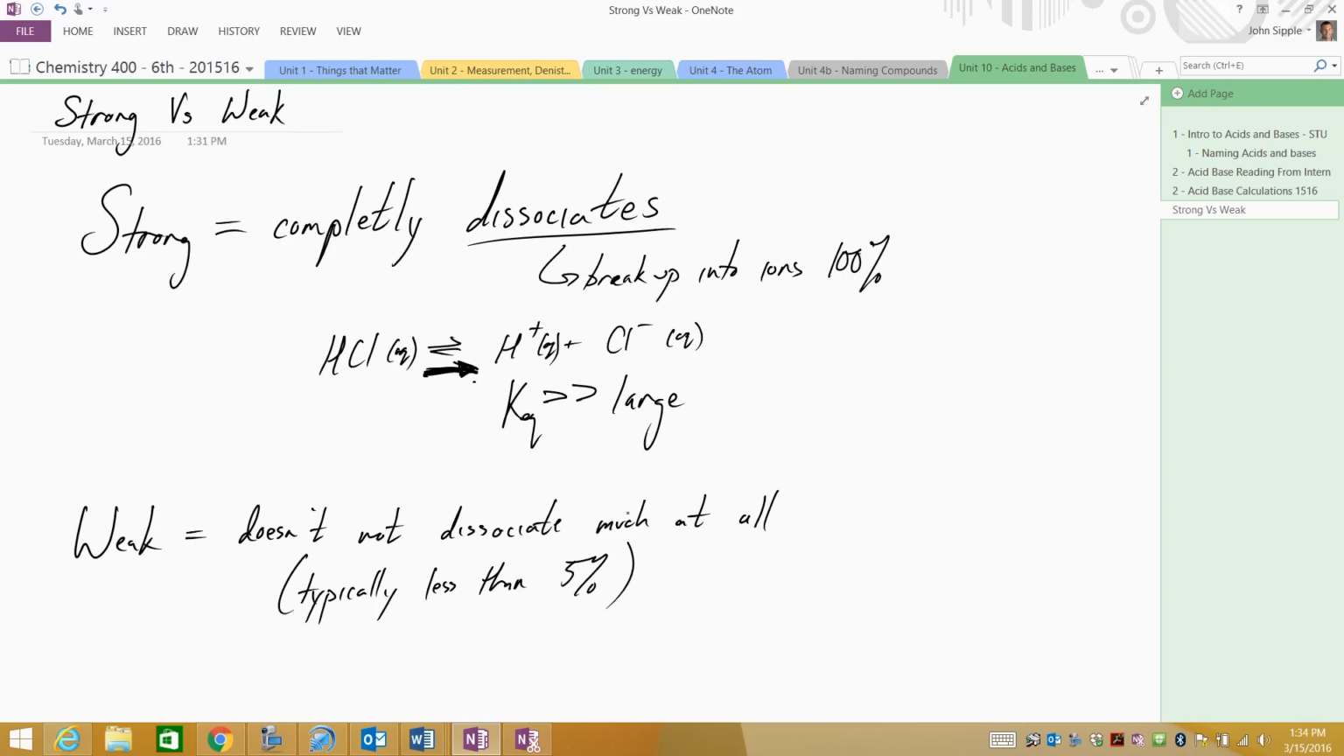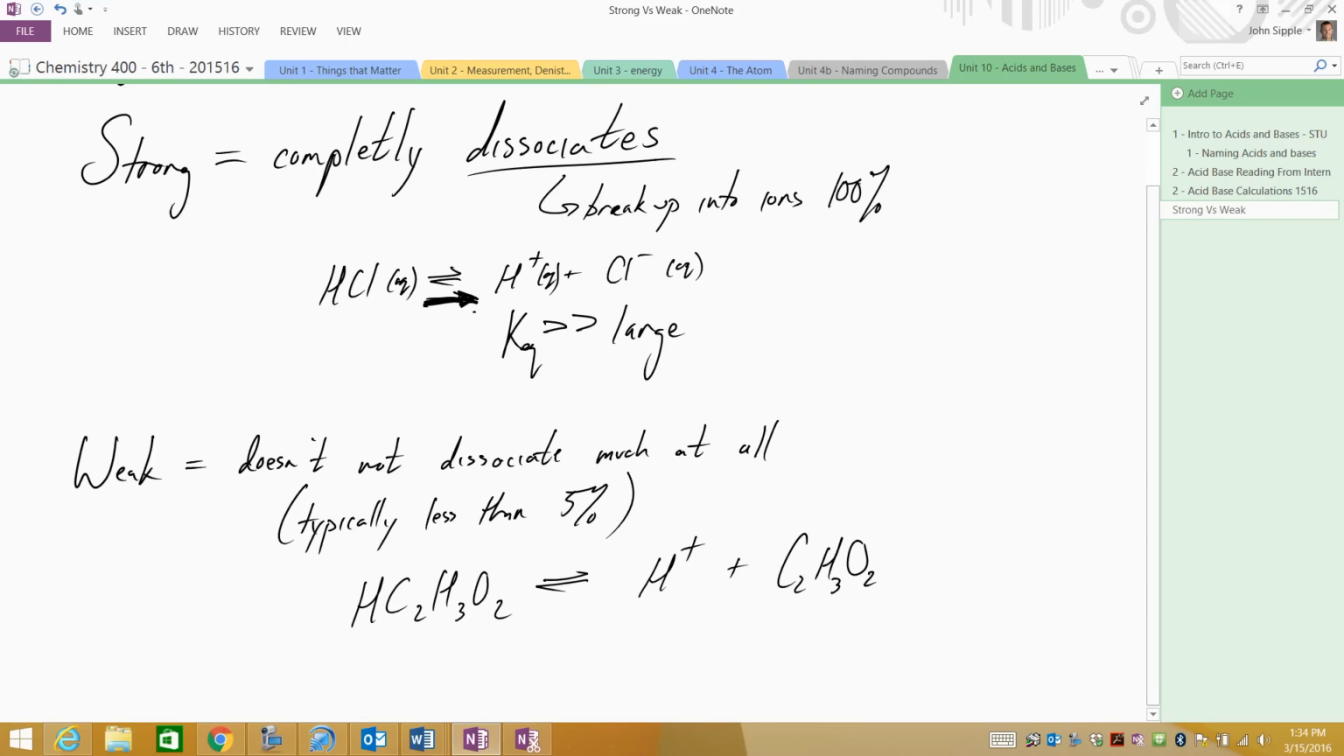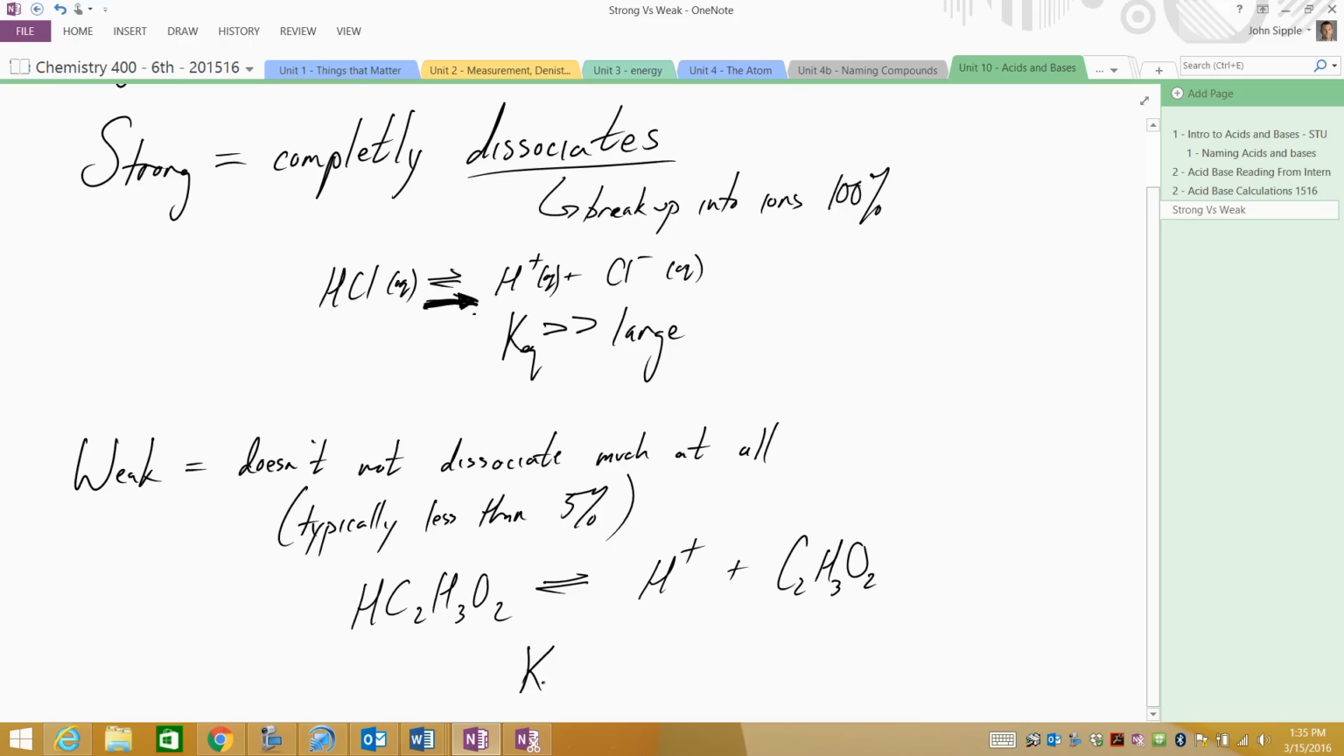Less than 5% of it will dissociate into its ions. So an example of a weak acid might be acetic acid, vinegar. Some of it breaks up into H plus and acetate, but a real small amount of it does. The K for this guy is actually equal to 1.8 times 10 to the minus 5.